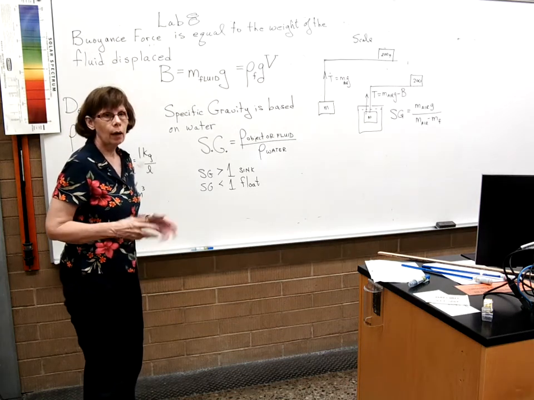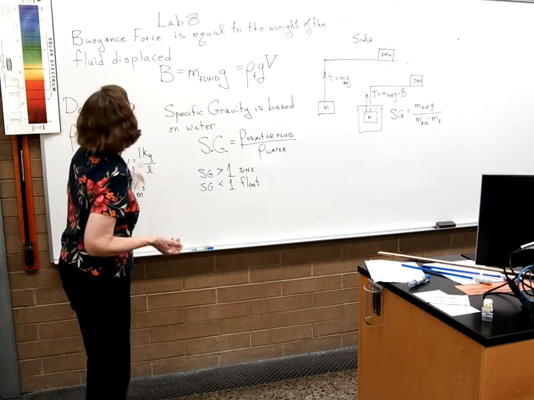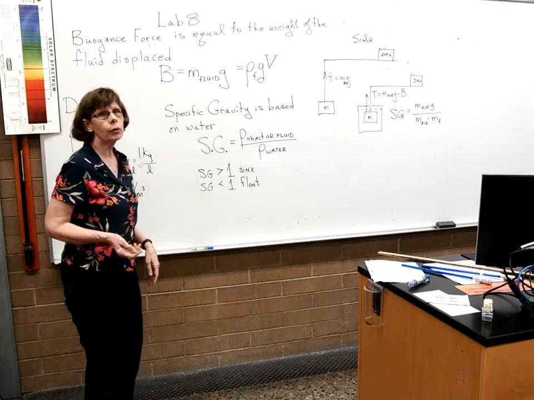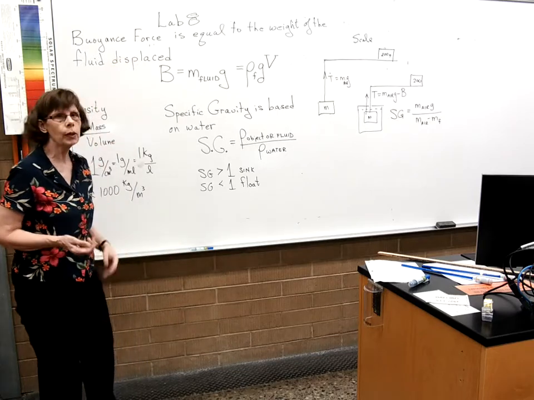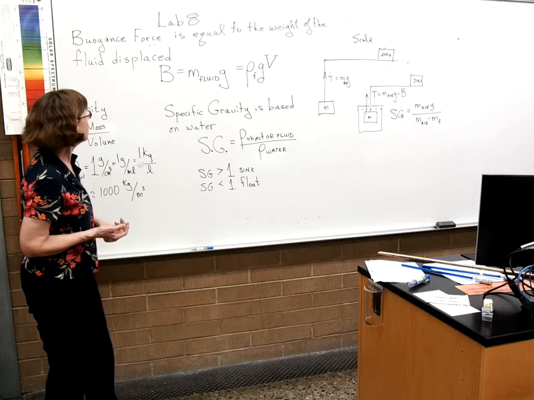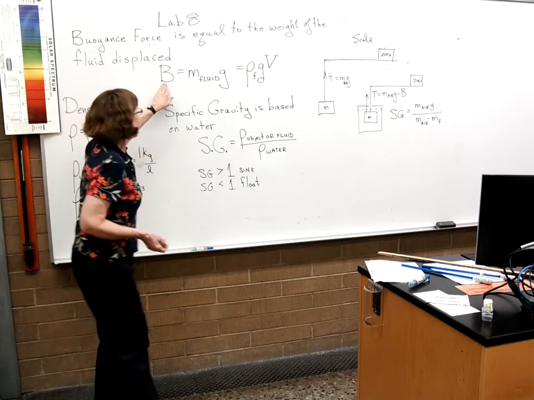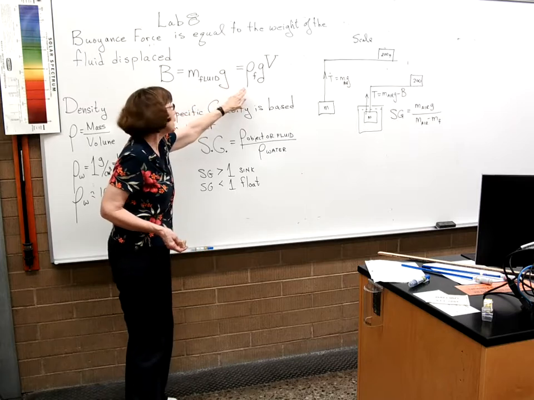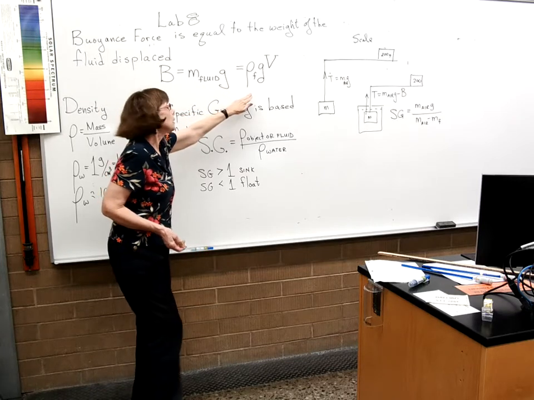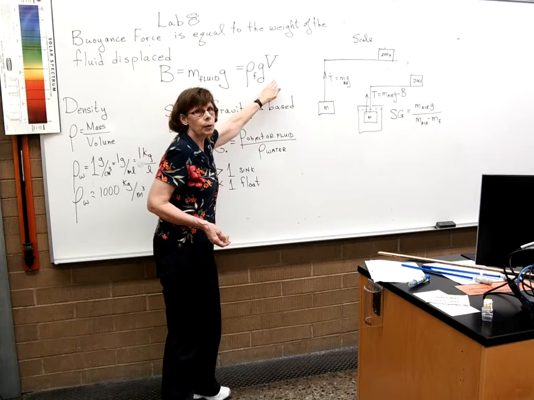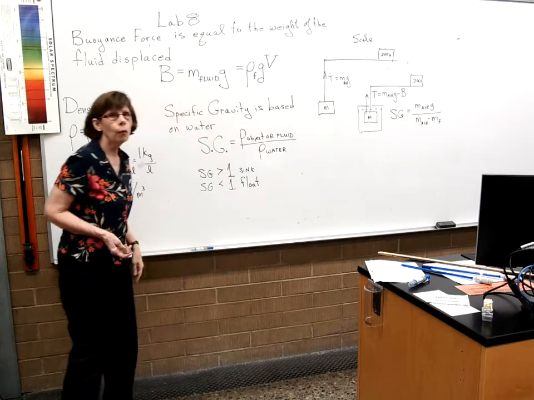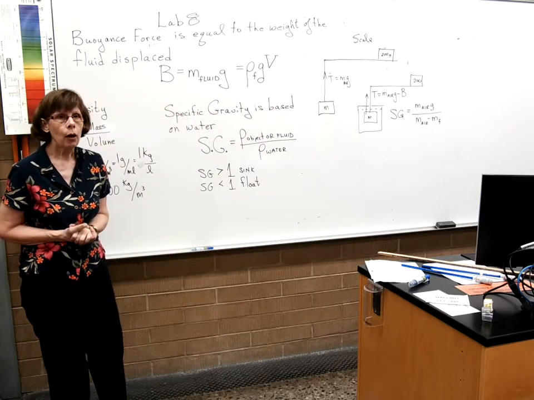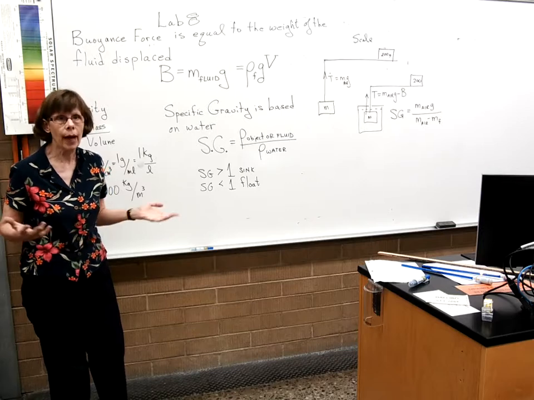Buoyancy of various objects. The buoyancy force is equal to the weight of the fluid displaced. You know, this is Archimedes' principle. The buoyancy force, again, is equal to the weight of the fluid displaced. That would be the density of the fluid times gravity times the volume of the fluid. We are in a fluid, we are in air. We would be heavier if we were in a vacuum.